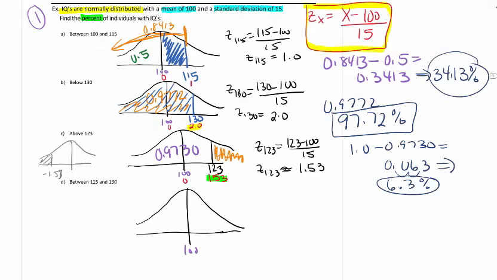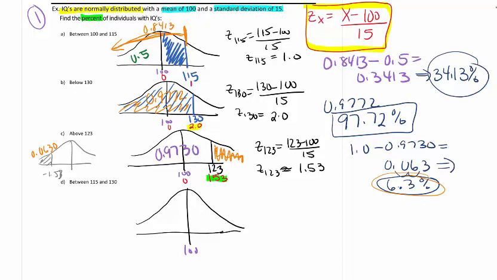So go back to my drawing. That is giving me right here 0.0630, which is what we got. It's the same piece as here. So two ways to do this.